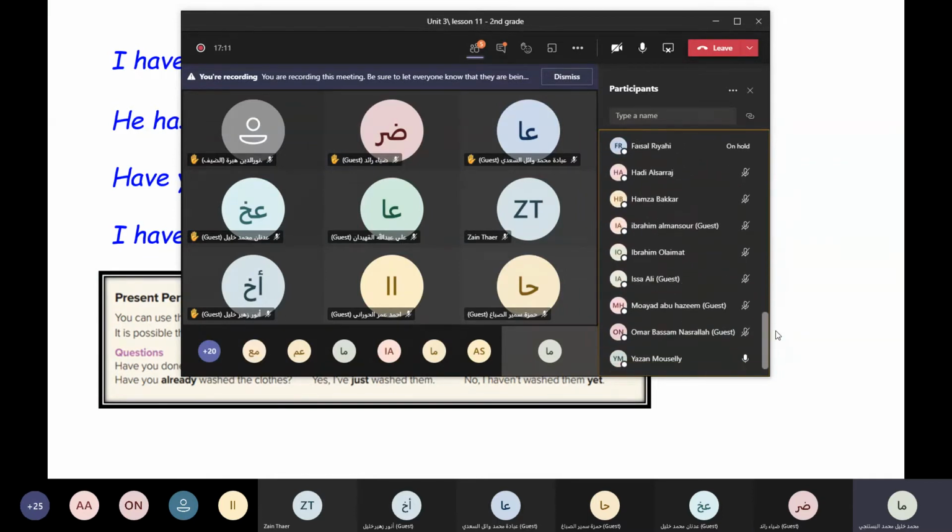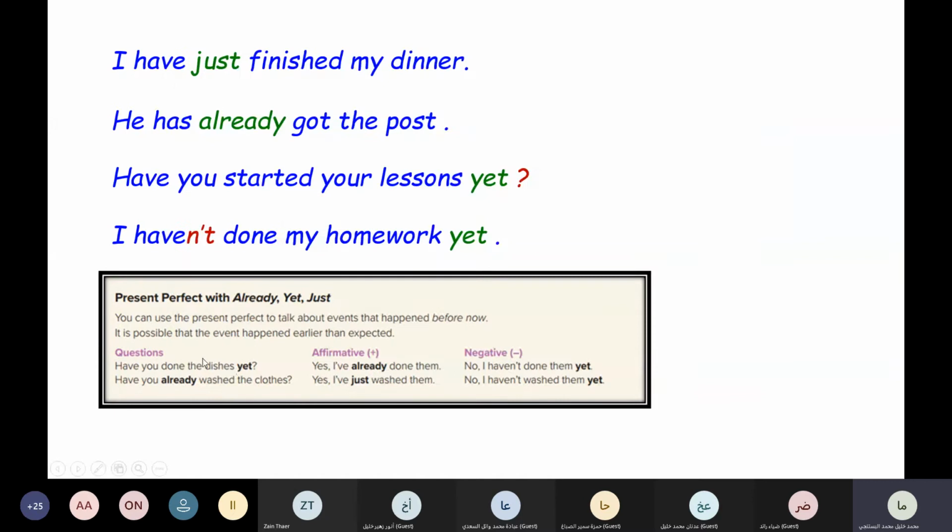Yazan, are you here? Yes. Yazan, read the explanation about the present perfect with already, yet, just. Present perfect with already, yet, just.